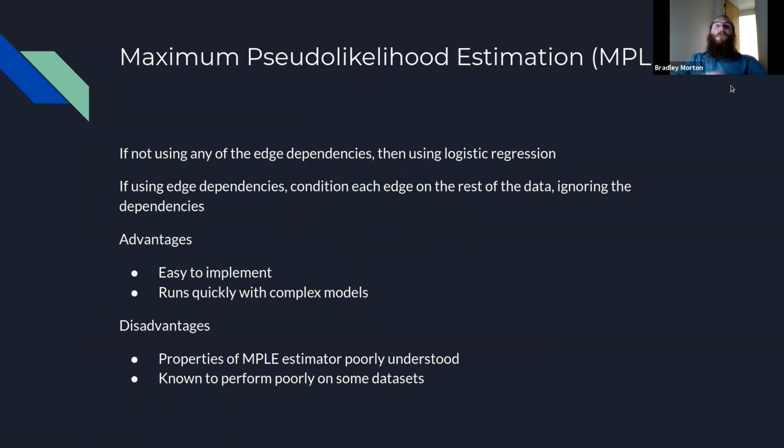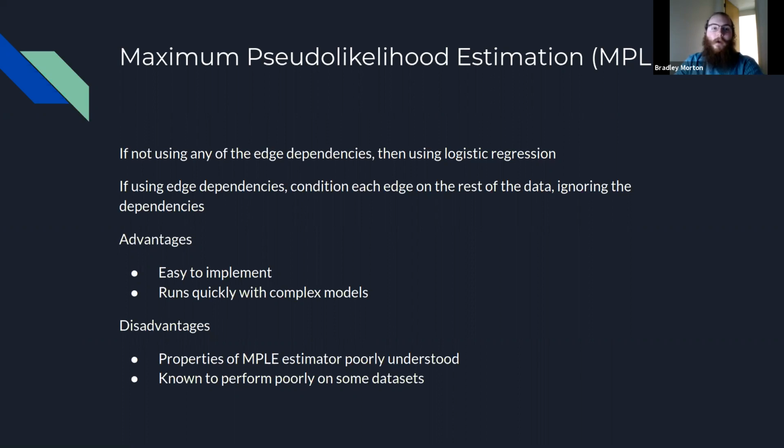So when we have no edge dependencies, so no triangles, no two stars, nothing like that, we just use logistic regression to solve graphs, because in that case, the problems are simply equivalent. And you can do vertex level attributes while still doing logistic regression. However, you cannot do logistic regression when we have edge dependencies. And so when we have edge dependencies, we have two methods for doing estimation.